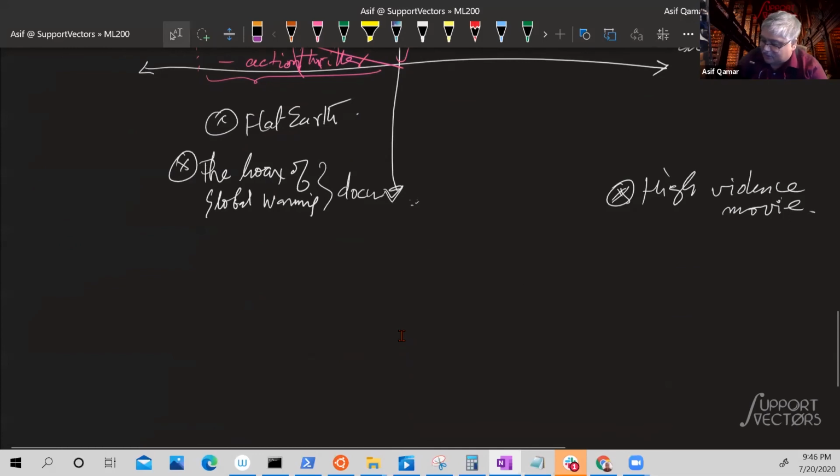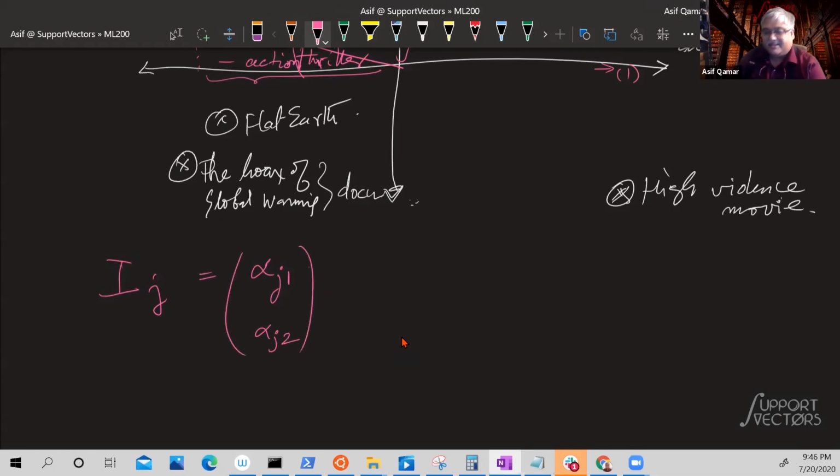So would it be right to say that any item j I could write as some amount, let me just call it alpha j1, that is along the first axis. This is the first axis, alpha j1, and it has this much along the second axis, and let's say alpha j2. I can write it as a two-dimensional vector. Does it make sense? Right?